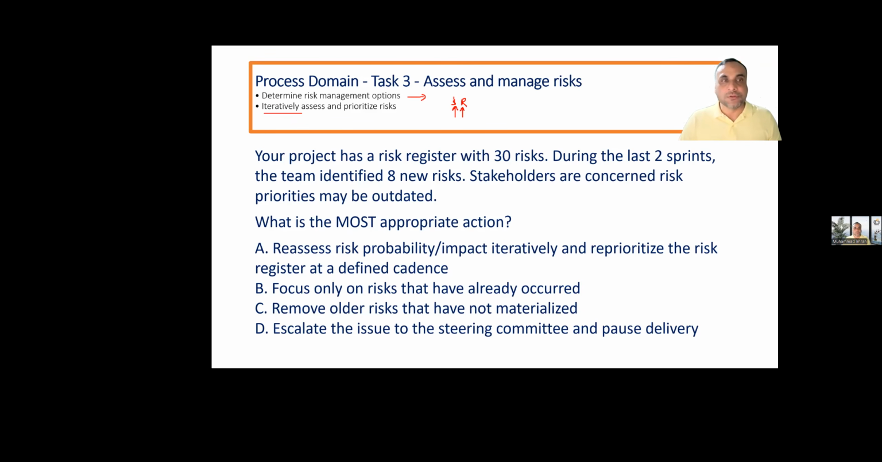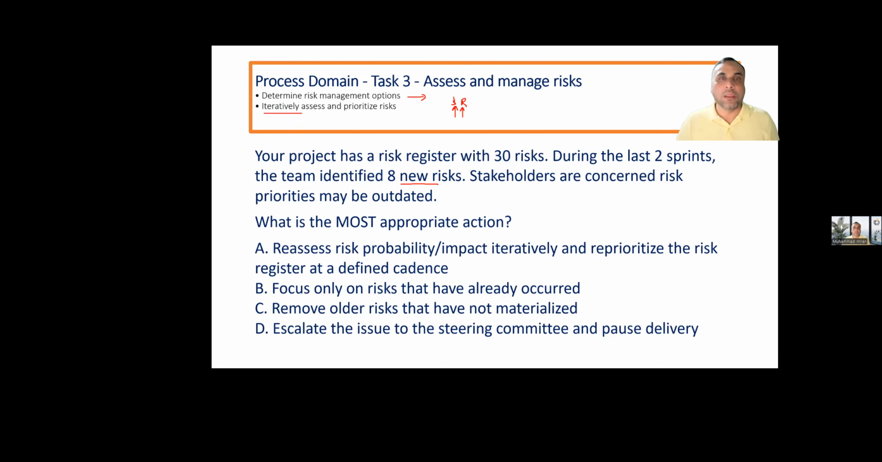So first question for risk. Your project has a risk register with 30 risks. During the last 2 sprints, the team identified 8 new risks. Stakeholders are concerned risk priorities may be outdated. What is the most appropriate action?